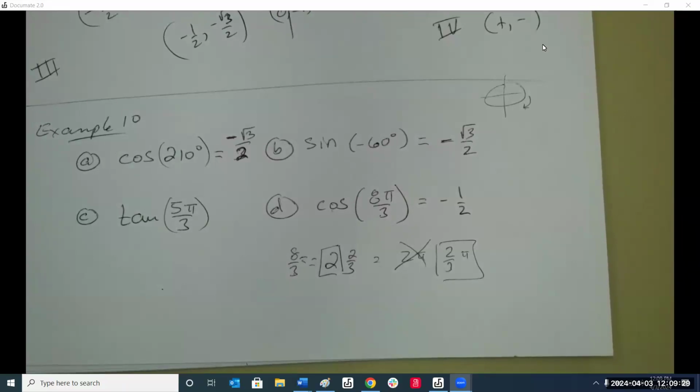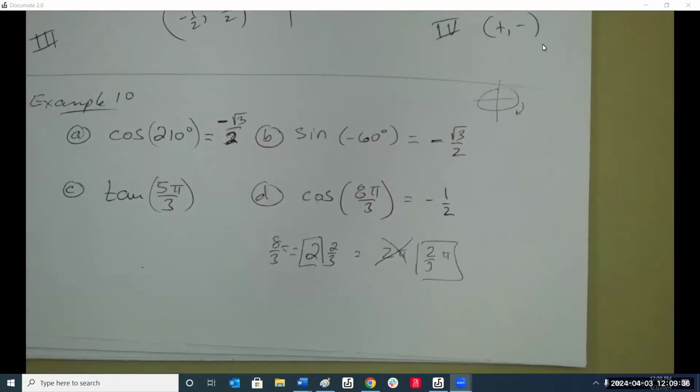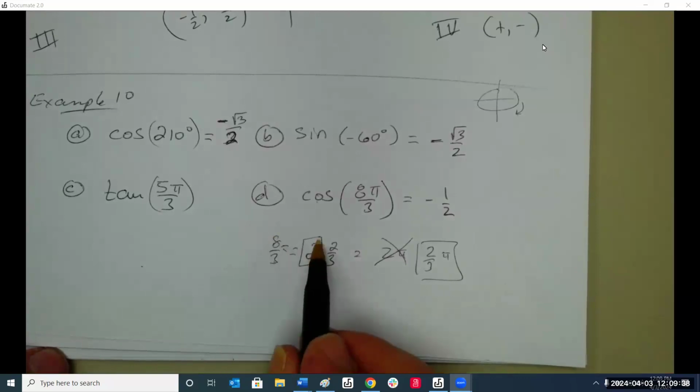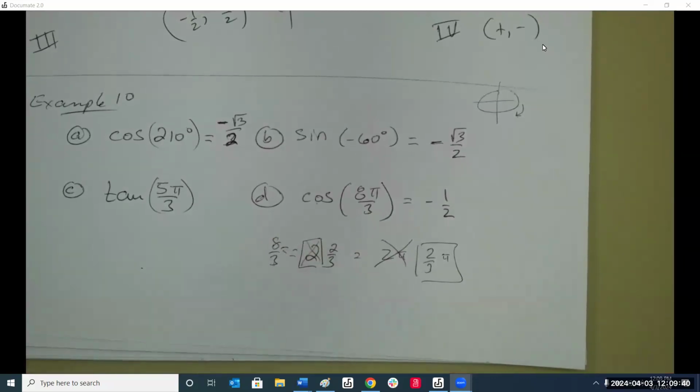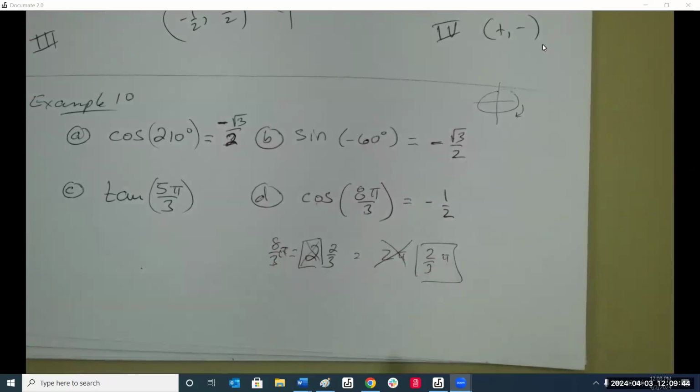Everything we have to do for right now for all these, if it's on that chart, it's algebraically manipulated. Because this goes around twice, so that's 2 pi. We don't need that. We just have 2 thirds pi.